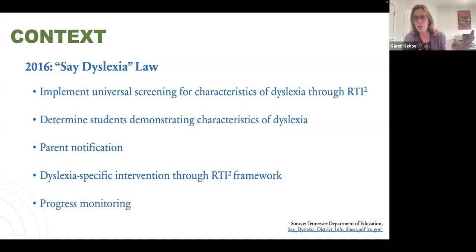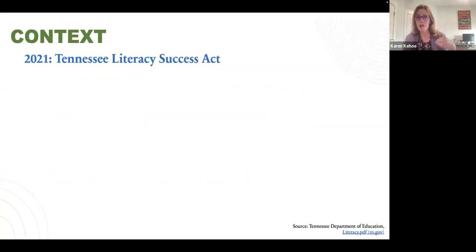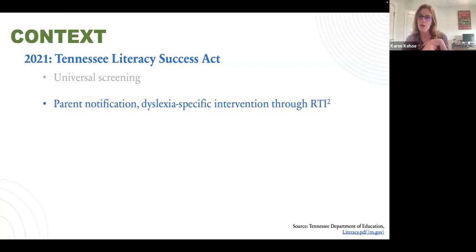And then of course, teachers and schools are required to monitor progress of students who are receiving that dyslexia-specific intervention. Okay. Then in 2021, we have what's called the Tennessee Literacy Success Act, which really expanded and elaborated on the 2016 law. And this, again, talks about universal screening, talks about that parent notification.